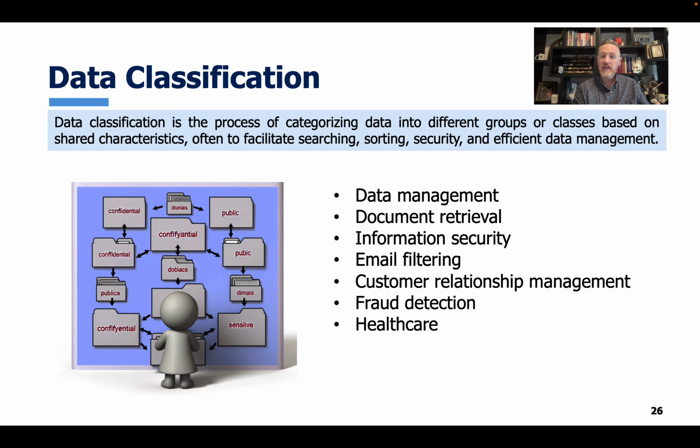For data classification, we have applications of data management, document retrieval, information security. Even when you filter your email is a data classification problem. CRMs use data classification to make sense of clients and improve your customer management, customer interaction. We also use data classification in fraud along with graph analytics. There's a lot of healthcare applications. And I'd point out that this image was created with generative AI.